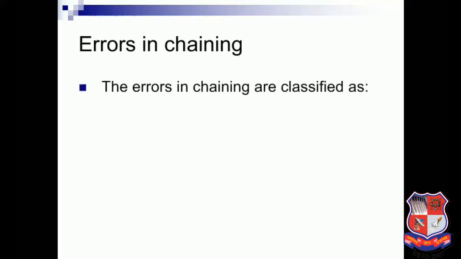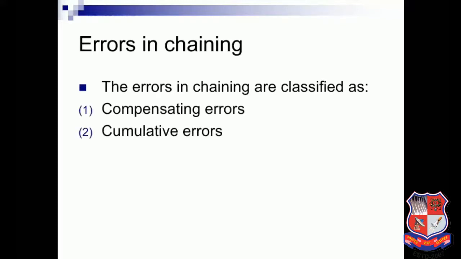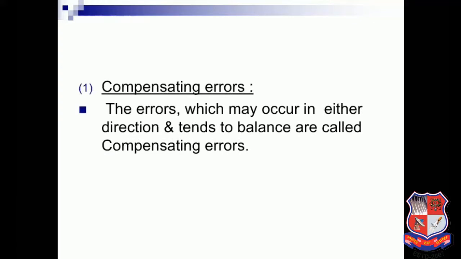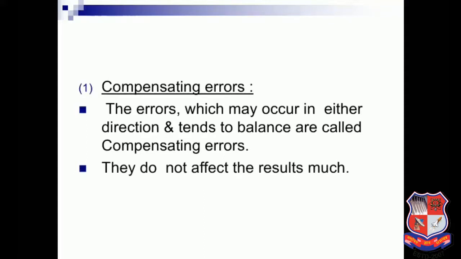Errors in chaining. The errors in chaining are classified into compensating errors, cumulative errors, and personal mistakes. So first of all, compensating errors. These are errors which may occur in either direction and tend to balance out, and are called compensating errors. They do not affect the results much.